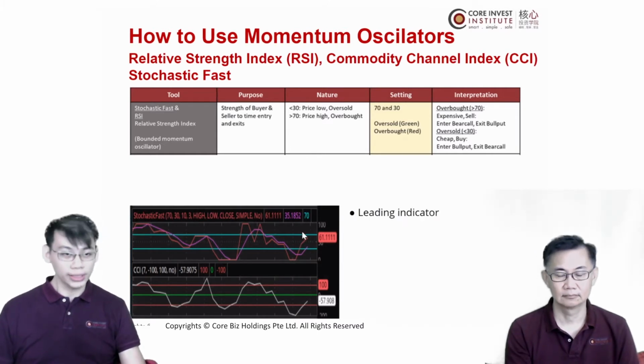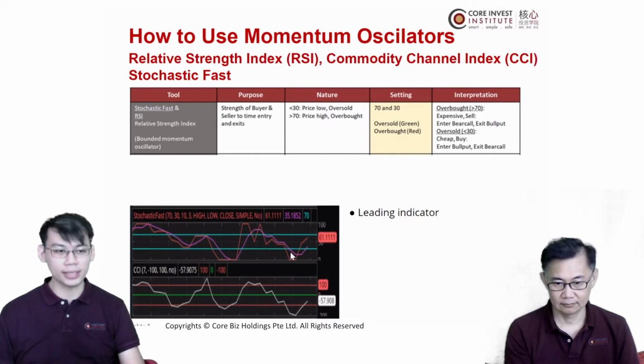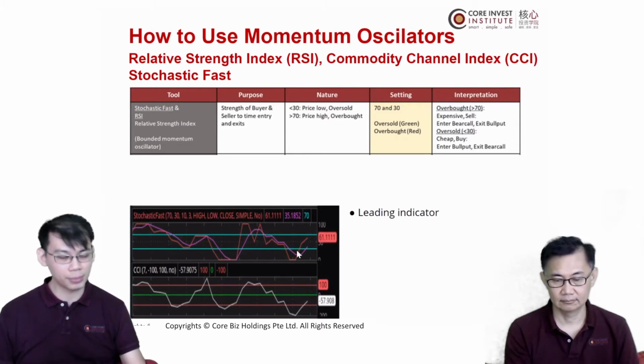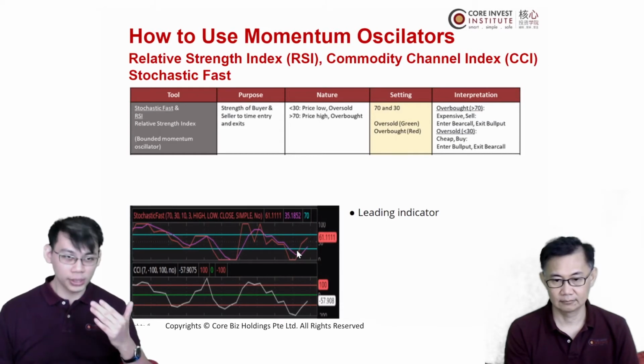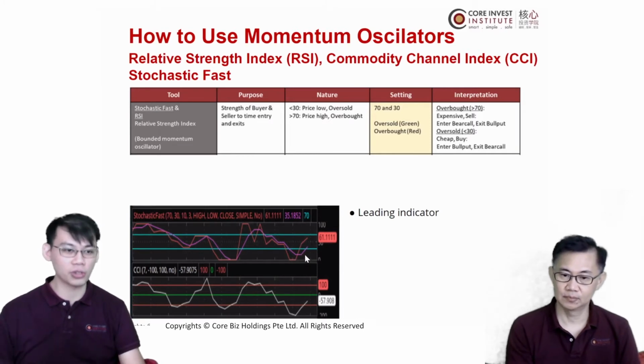All these oscillators are leading indicators. What do we mean by leading indicator? At this point in time, at oversold, the understanding is that the buyers will come in and take control, and the price will go up. So in a way, it's leading, because if the price is coming down, it should go up. It already allows us to predict that it's going to go up. Therefore, it's called a leading indicator.